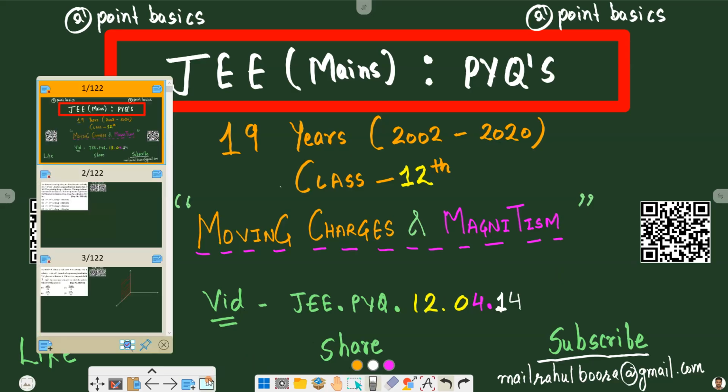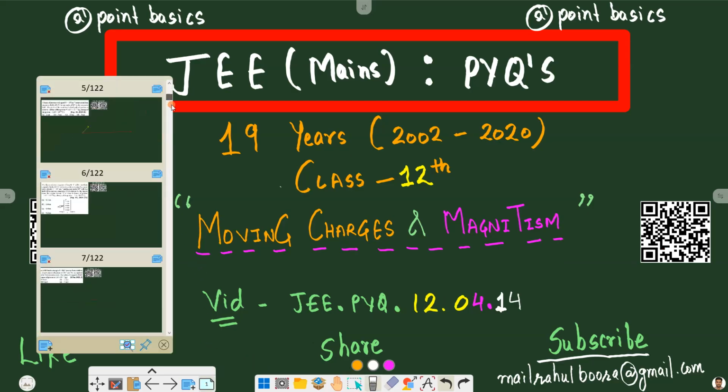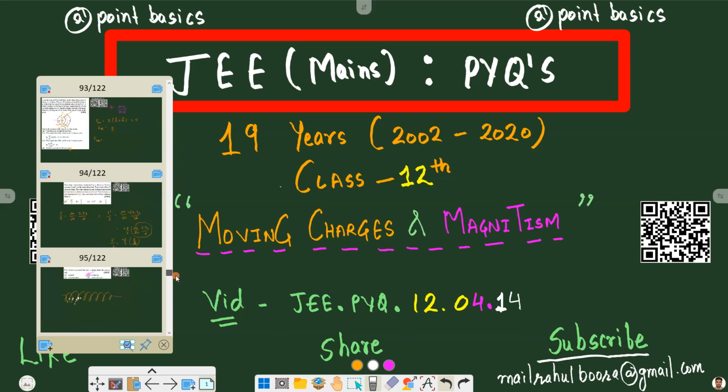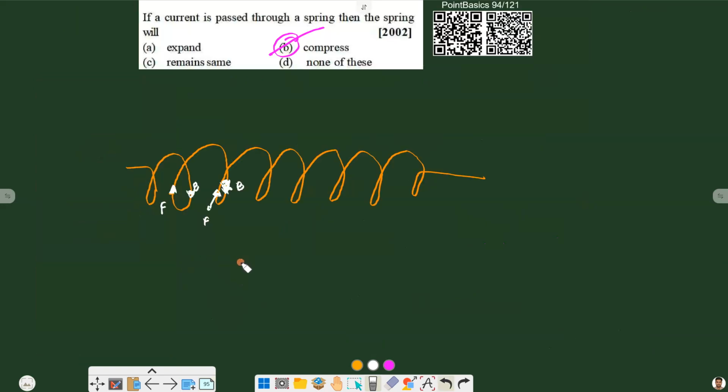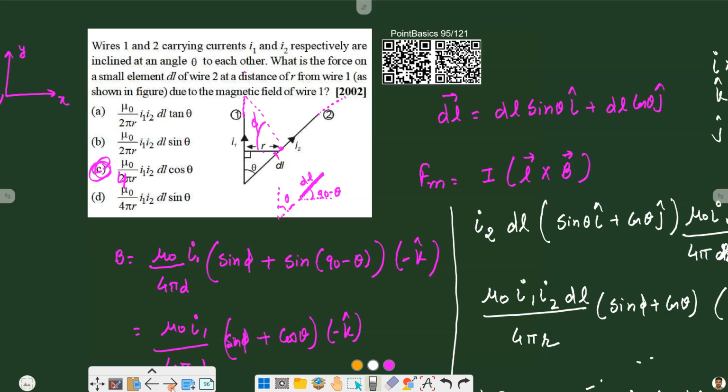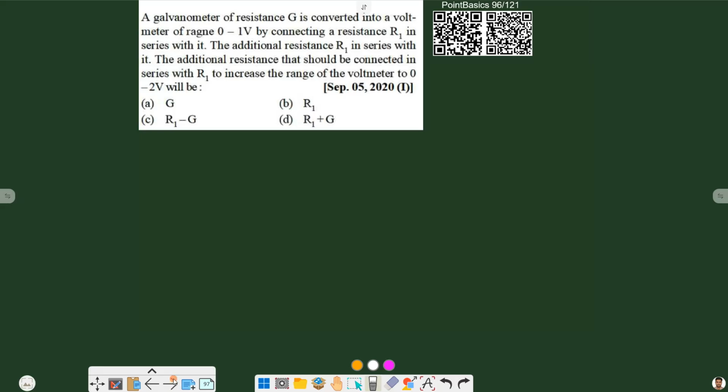In the previous video, I think we covered up to around 95. This is 94th. This is 95. Now let's start with question number 96. A galvanometer of resistance G is converted into a voltmeter of range 0 to 1 volt by connecting a resistance R1 in series with it.